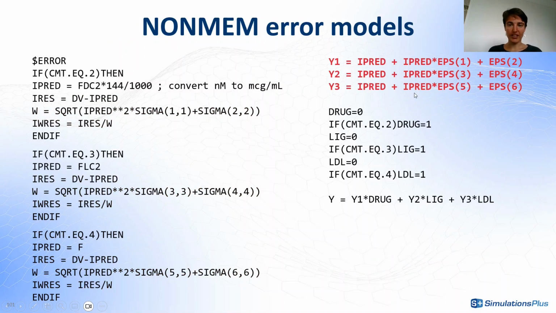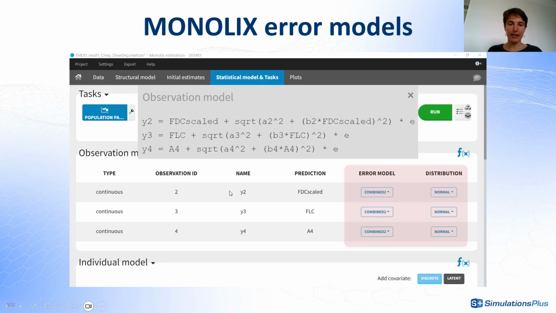Then comes the residual error model. And here we see that we have for each of them actually a combined model with a proportional term and a constant term. And actually remember this formula here for the weight, that is actually the same as what we would have here in the error model. If I do the same in Monolix, I would just select from the drop-down menu the combined2 model that, if you look at the formula, actually corresponds to the same as what we have in Nonmem.